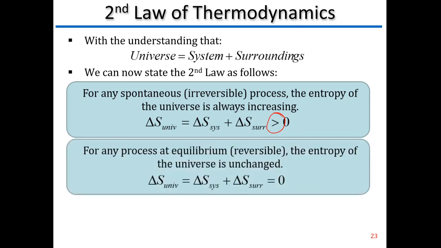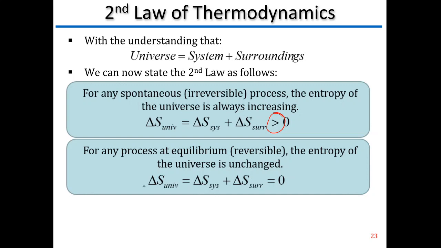For any process at equilibrium, reversible, the entropy of the universe is unchanged. So for equilibrium, we have delta S of the universe equal to delta S of the surroundings plus delta S of the system, equal to 0. In other words, it's just not changing.